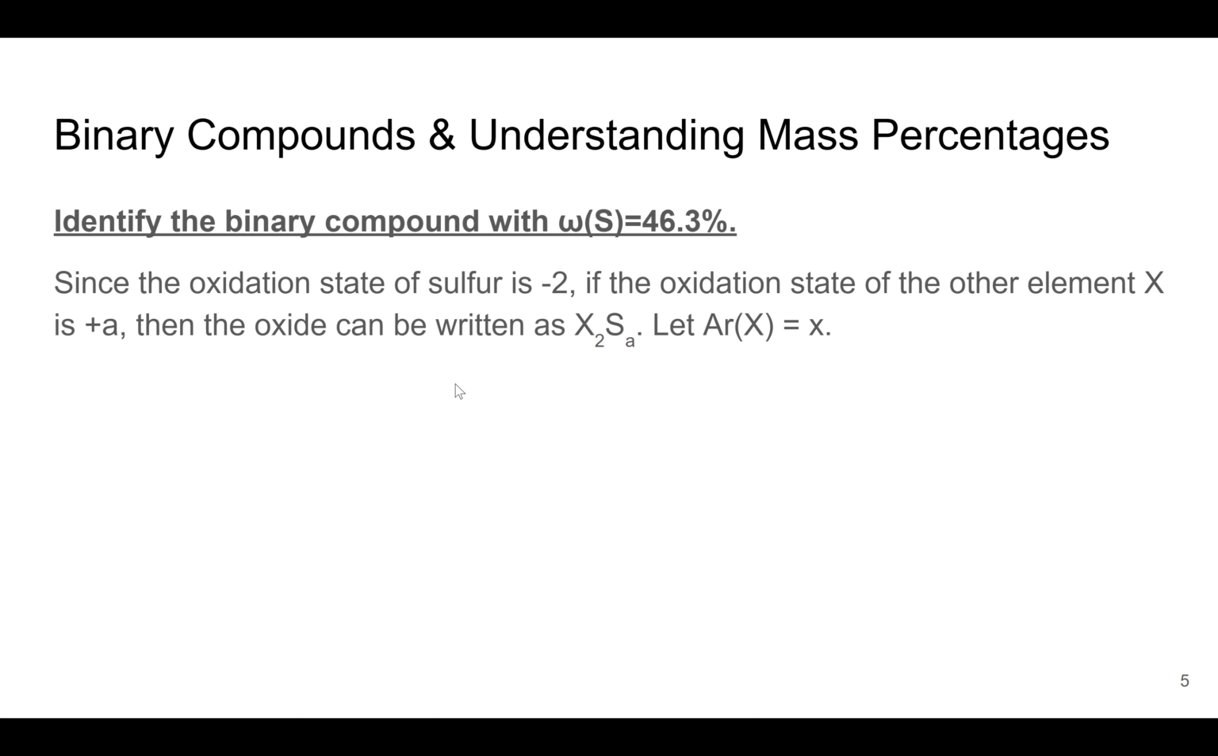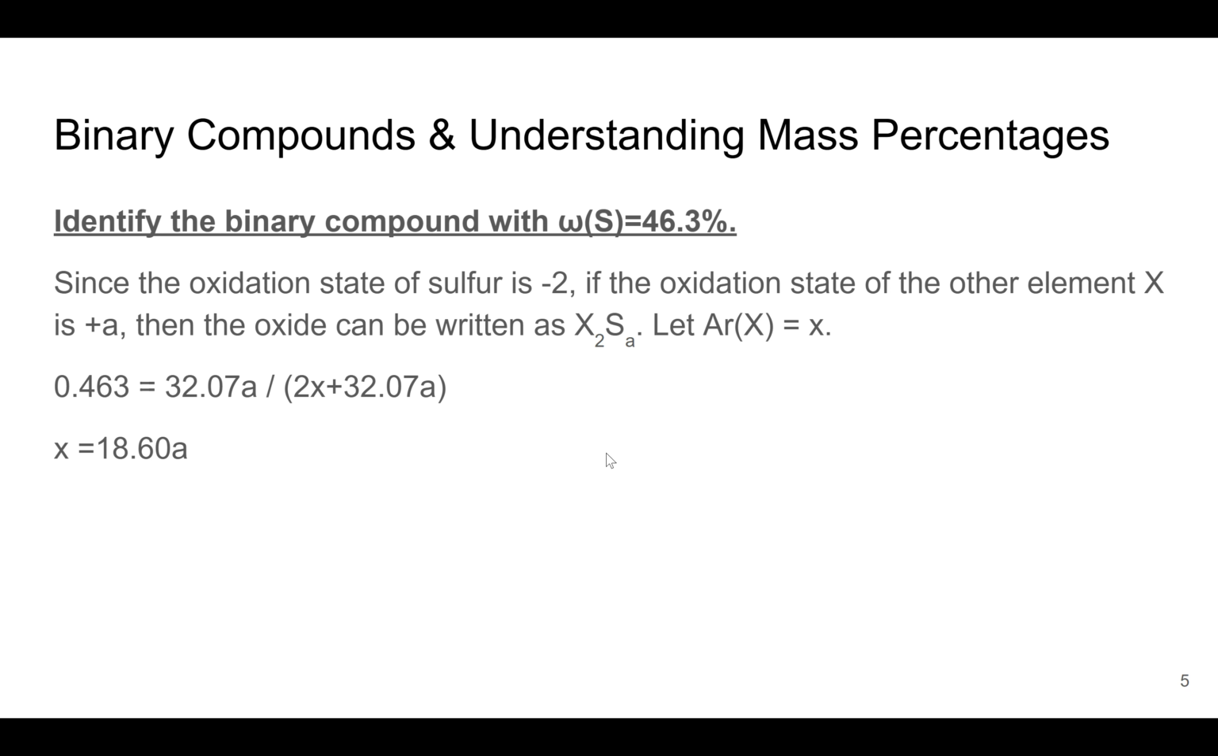So since the oxidation state of sulfur is -2, usually in this kind of binary compounds, if the oxidation state of the other element X is +A, then the compound can be written as X2SA. So that's similar to our previous example, and I'm not going to repeat how we got that, but it's based on charge neutrality. And let the relative atomic mass of element X be small x. Then using this mass percentage, we can set up our equation. So 46.3% equals, so that's the mass of sulfur divided by the molar mass of the binary compound.